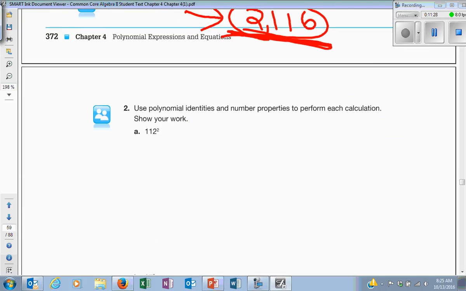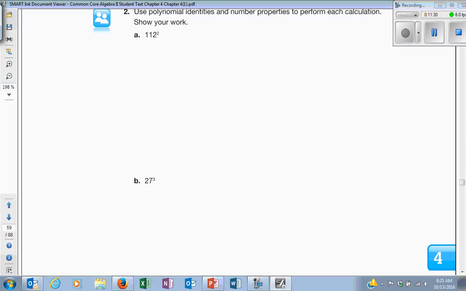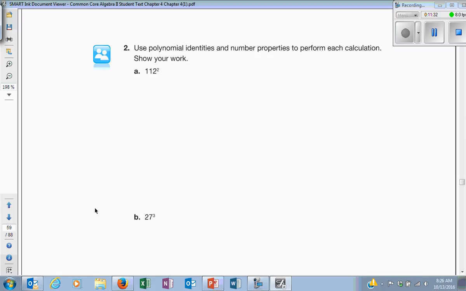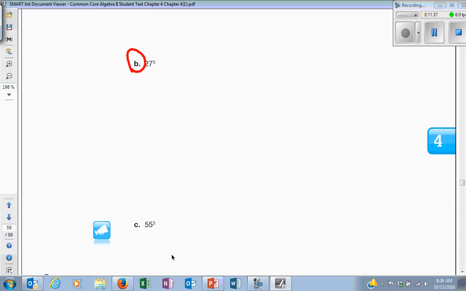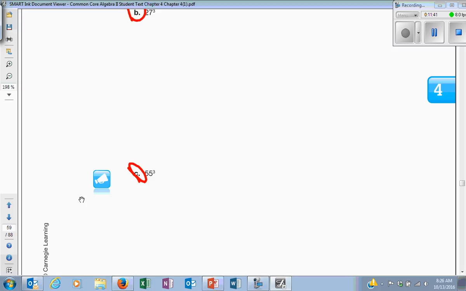All right. For homework, you're going to try all these problems, number 2. You're going to try A, you're going to try B, and you're going to try C, and that's what I said. I'll put up the answers tomorrow in class. I want to make sure we understand how we got there.